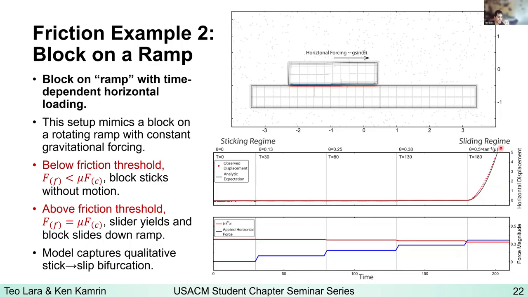So we have this very qualitative stick to slip bifurcation, and the actual acceleration of the block does match our analytic expectation, meaning that the magnitude of our friction forces are what we expected them to be. And this stick-slip behavior is only possible because we have both the dashpot and the spring in our friction model, right? We need the spring in order for the block to stay in place, and we need the dashpot in order for the block to accelerate with this characteristic velocity.